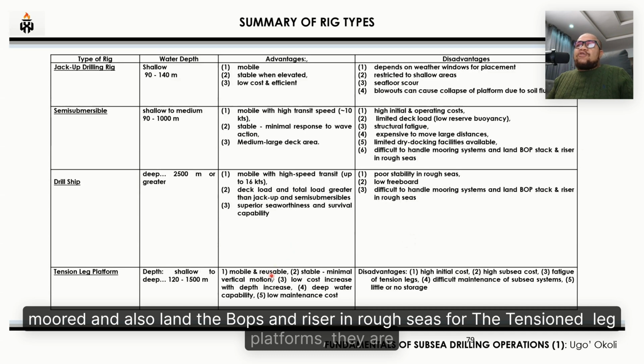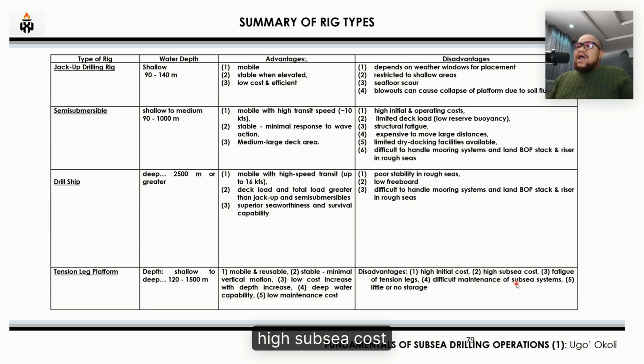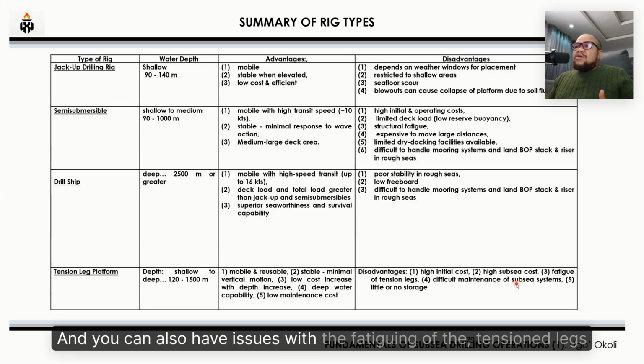For the tension leg platforms, they are mobile, very reusable, with low maintenance cost, but the big disadvantages are the high initial cost and high subsea cost, and you can also have issues with fatiguing of the tension legs.